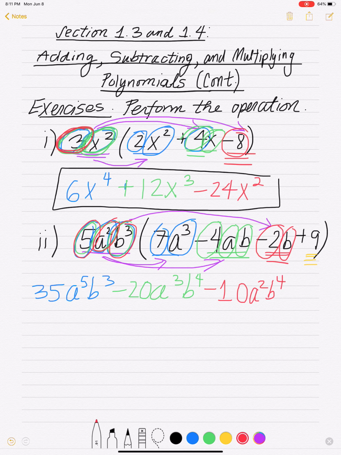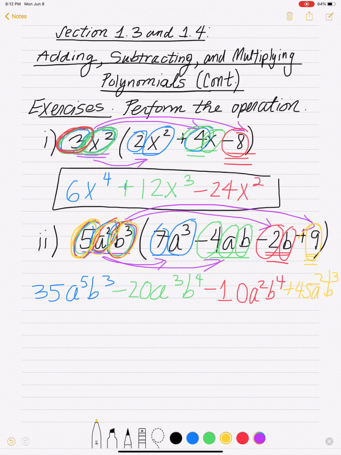All right, and finally, we want to distribute 5a squared b cubed by this last yellow term here. So we're going to just take, let's go yellow, 5 times positive 9. What's 5 times positive 9? It's positive 45. Then we don't want to forget about the a squared. And we don't want to forget about the b cubed, so squeeze those in. Well, there you have it. There's your final answer. All right, so that's taking a monomial times a polynomial.